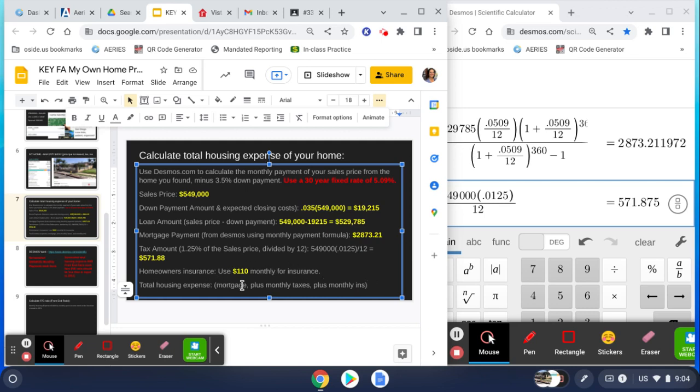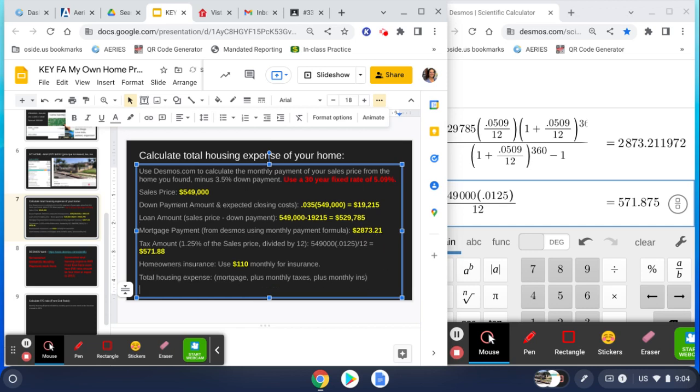All right, my total housing expense is going to be to add these three together. So 2,873.21 plus 571.88 plus 110 monthly.